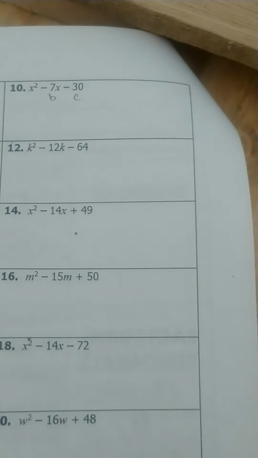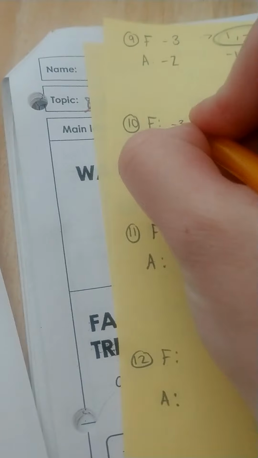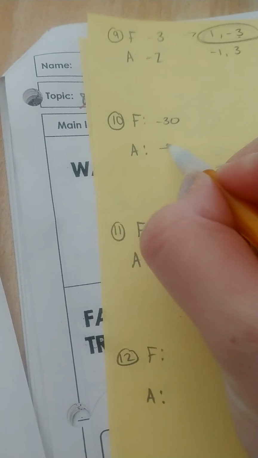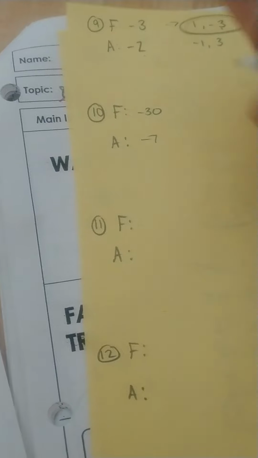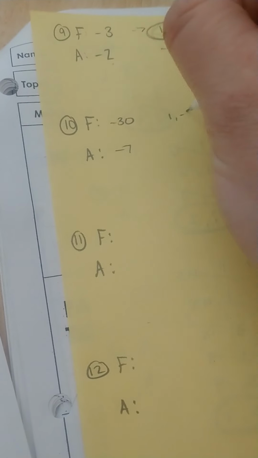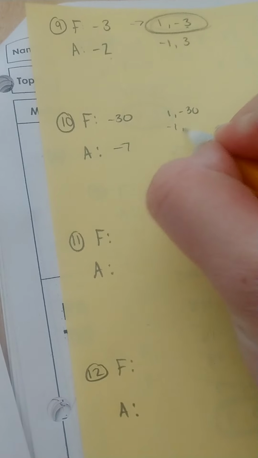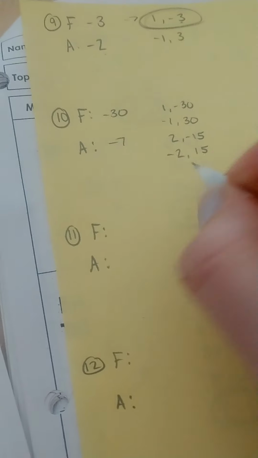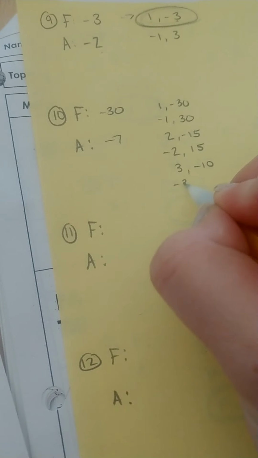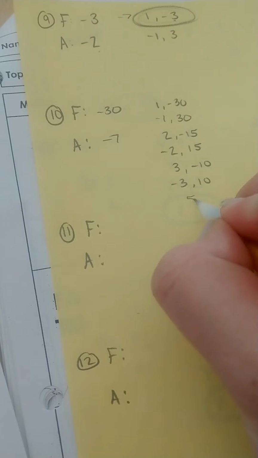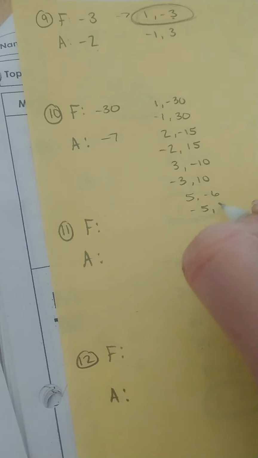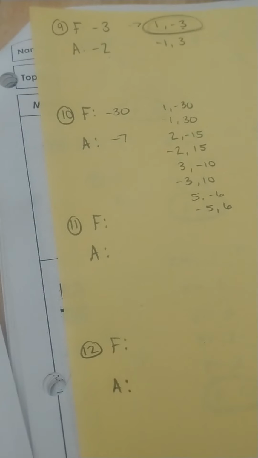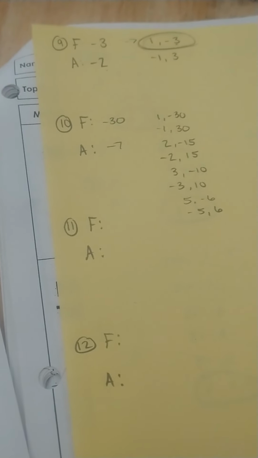So number 10, x squared minus 7x minus 30. That's our b, that's our c. So I want factors of -30 that add to give me a -7. So -30, well, that's going to be 1 and -30, -1 and a +30, 2 and a -15, -2 and a +15, 3 and -10, -3 and +10, 5 and -6, -5 and a +6. If at any point you see the number that you're trying to add to, you can stop there.